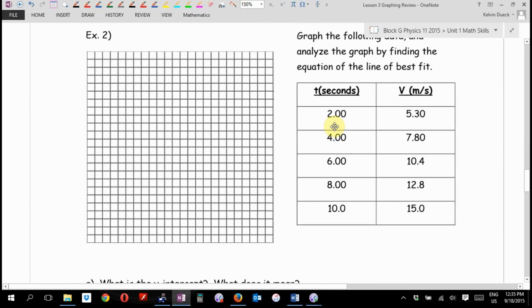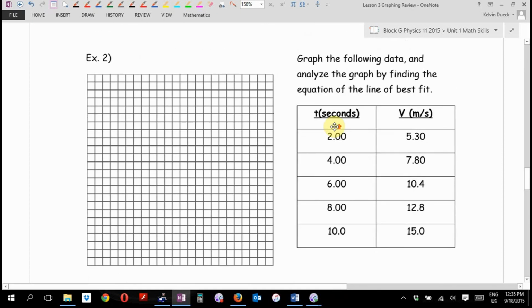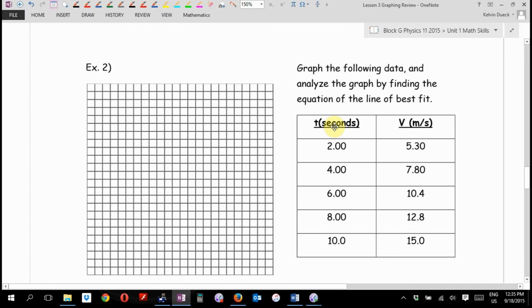We're going to do one together, and then we're going to do an activity for the remainder of class. So, face front, thank you. Here is a graph. Behold. It says graph the following data and then analyze the graph by finding the equation of the line of best fit. In the first column, what's that? What are we measuring?